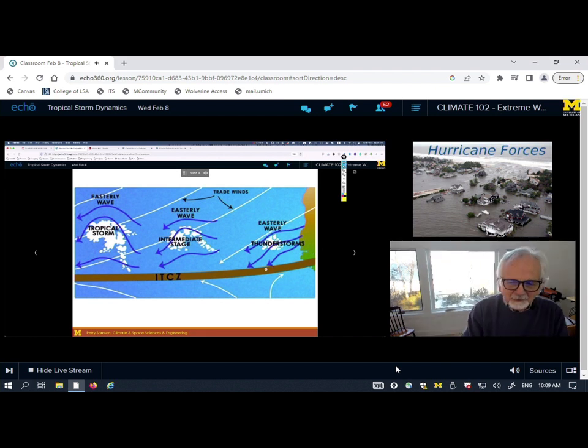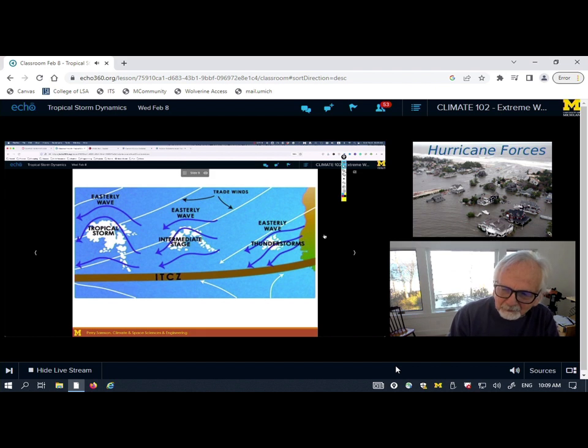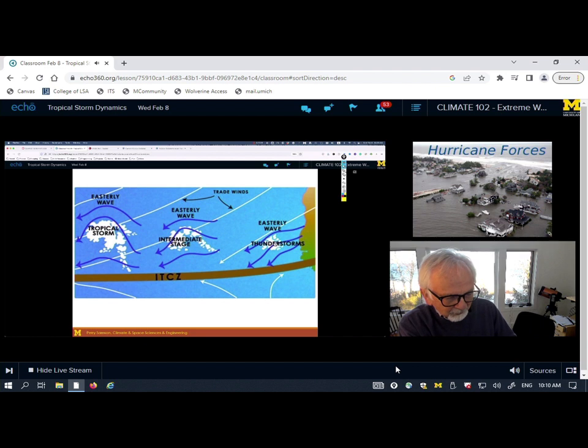The ITCZ is somewhere here in this sort of brown line. And this jet coming off of Africa produces a wave, and that wave does nothing more than produce an area of thunderstorms. And many of these waves produce thunderstorms and nothing happens. You get a bunch of thunderstorms, they last for a few days and then dissipate.